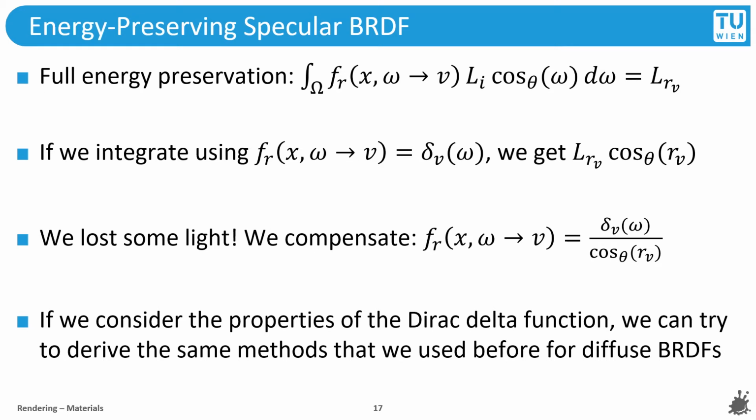And therefore we compensate for this by defining the values of our BRDF as the delta function of V divided by the cosine of theta for the mirror direction. This way, all the light that comes from one direction is passed on in the mirror direction by the BRDF. So since we know the PDF that we want to use, the delta function of V, and the actual BRDF values, we can try to implement the same functions as we did for the diffuse BRDF before.